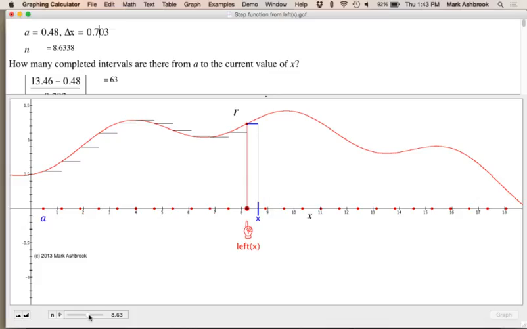That's the question I posed to you in order to create the formula or the rule for left x. Go. The first question you want to ask is, how many completed intervals do you have to traverse across to get to that x value, left x? That will help you then develop the rule for left x.